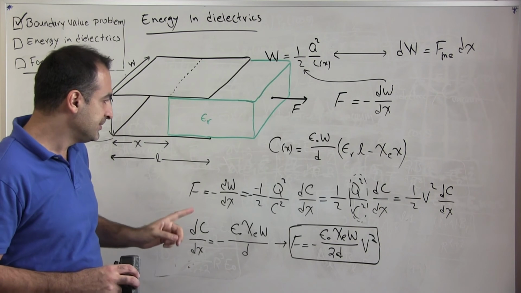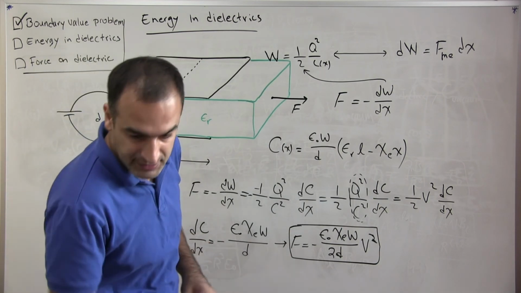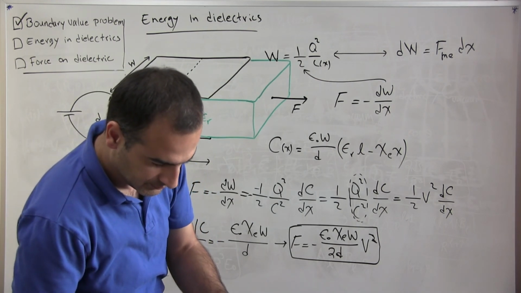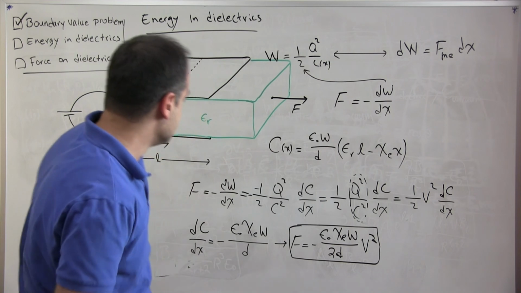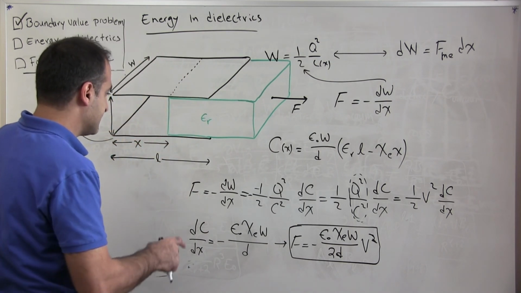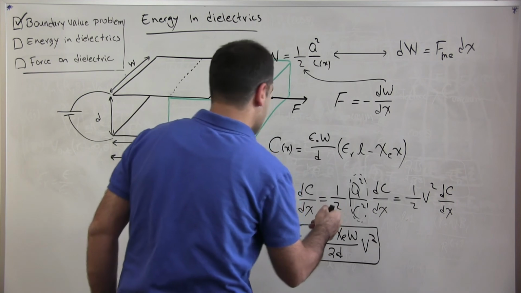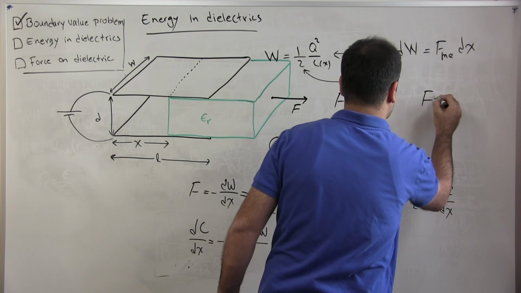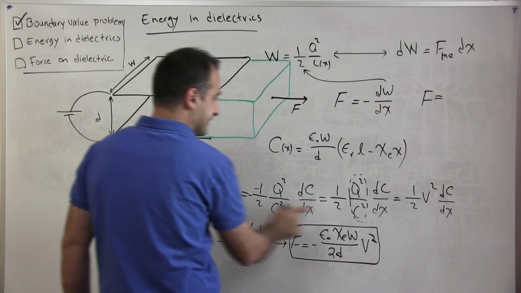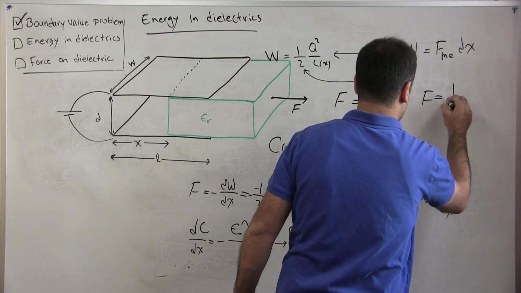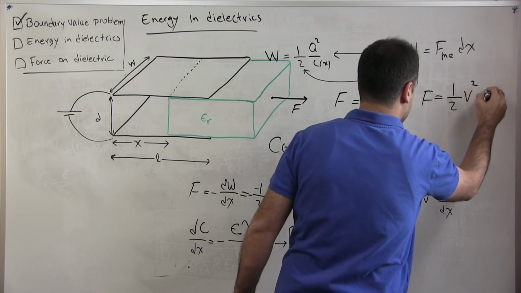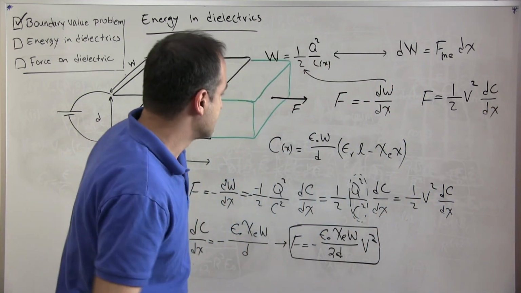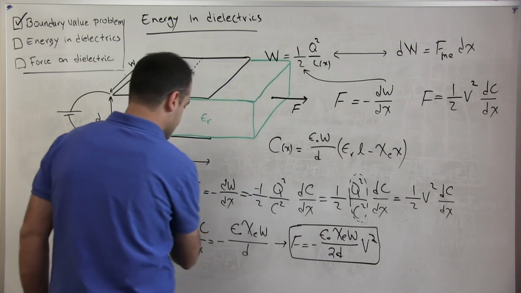So what I want to keep here is this. I want to say that when we looked at the closed system, the force following this equation from beginning to end was 1/2 V squared dC over dx. Okay, so I want to keep that there, but I want to erase the rest.